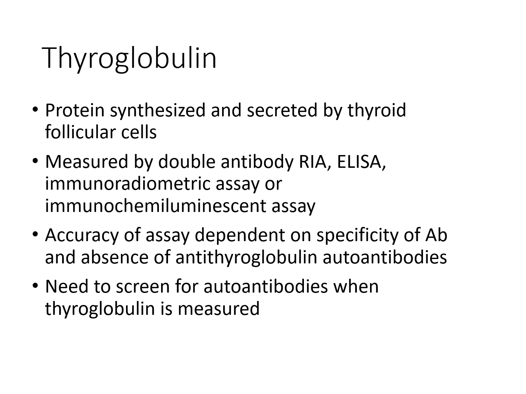The accuracy of these assays depends heavily on the specificity of the antibodies that are being used and the absence of interfering substances, particularly anti-thyroglobulin autoantibodies. Because anti-thyroglobulin autoantibodies can interfere with the assay and produce falsely low or high results, it is critical to screen for these autoantibodies whenever thyroglobulin is measured.